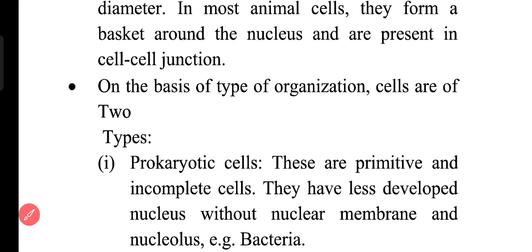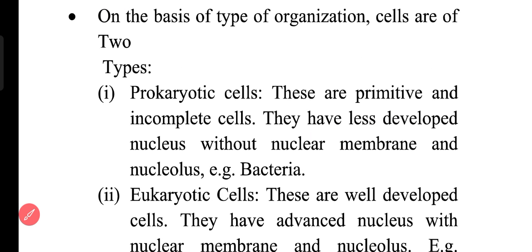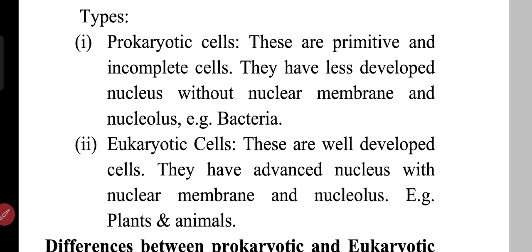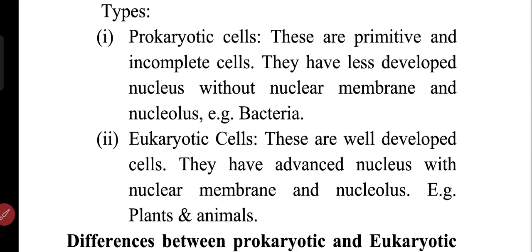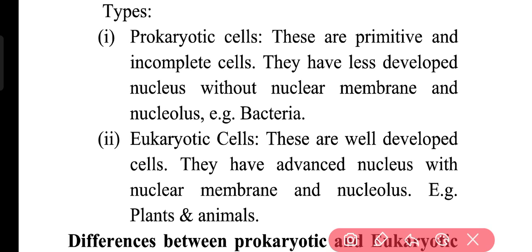After that, on the basis of type of organism, cells are of two types. First is prokaryotic, second is eukaryotic. See this, on the basis of cell organelles, cells are of two types. First is prokaryotic, second is eukaryotic. Okay, see this.